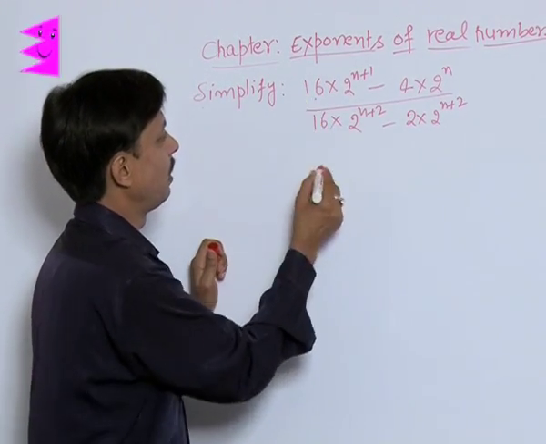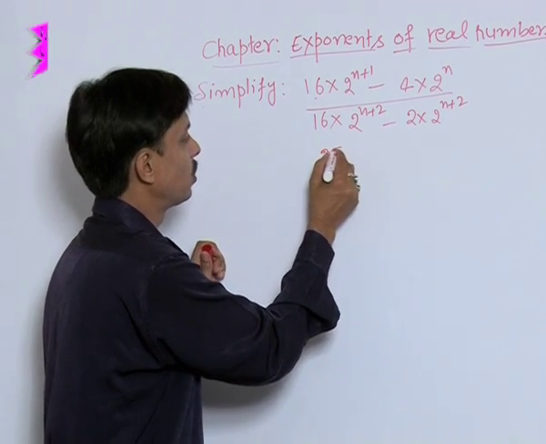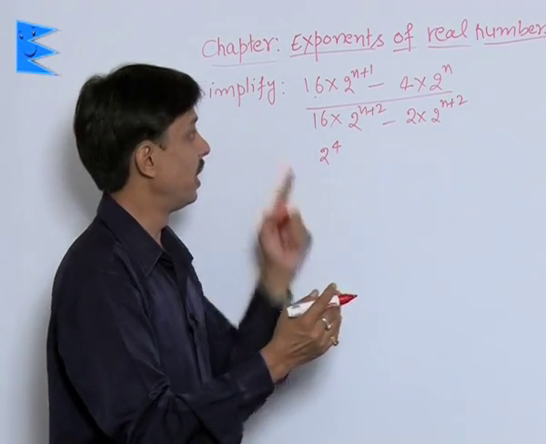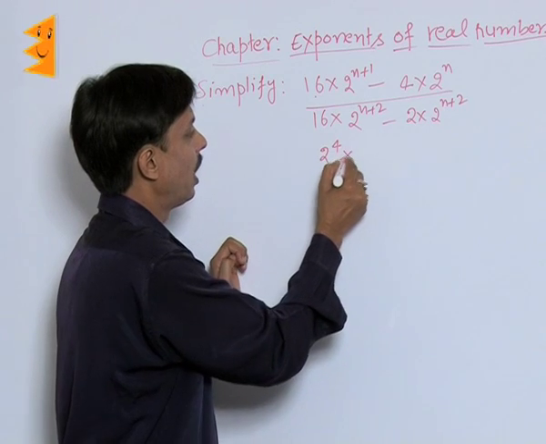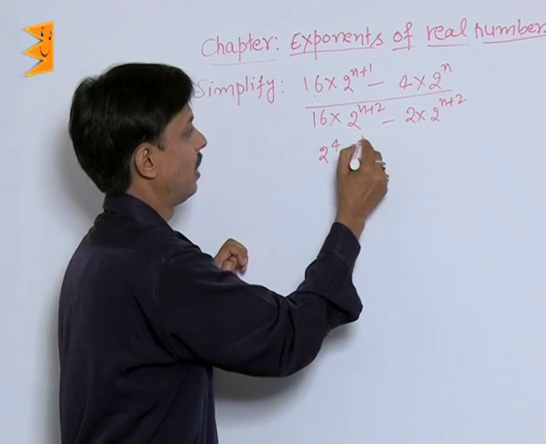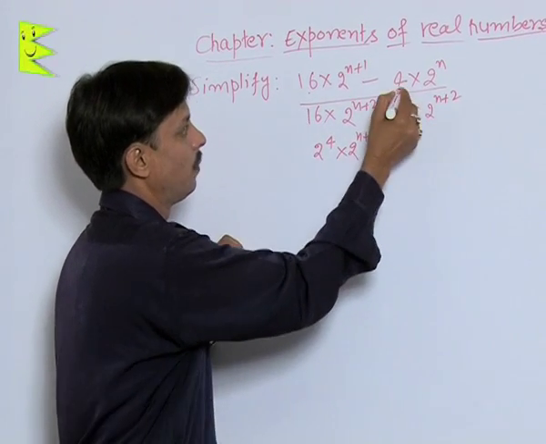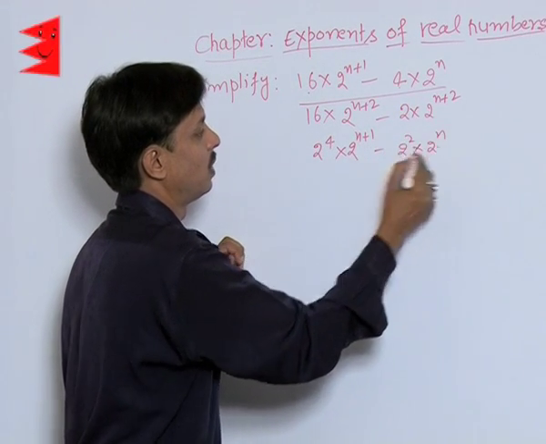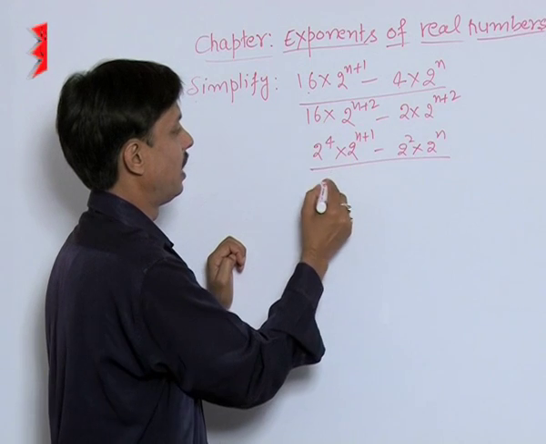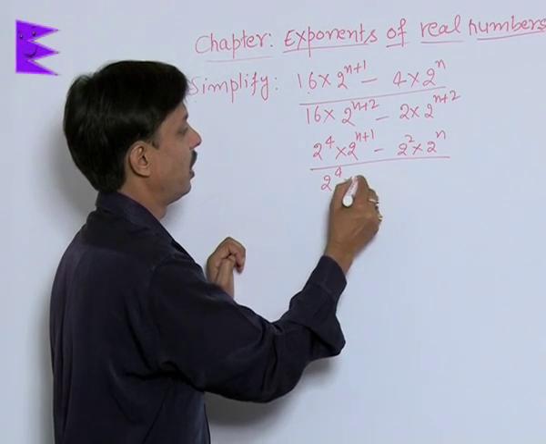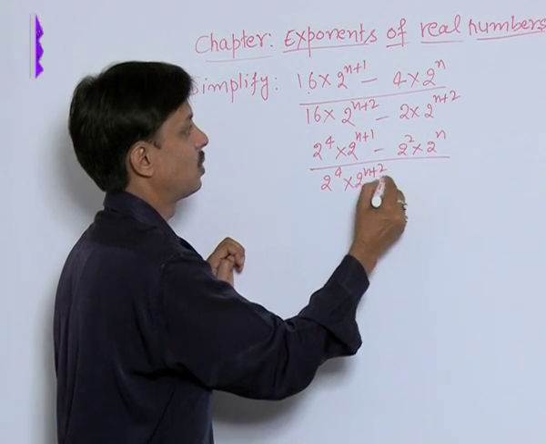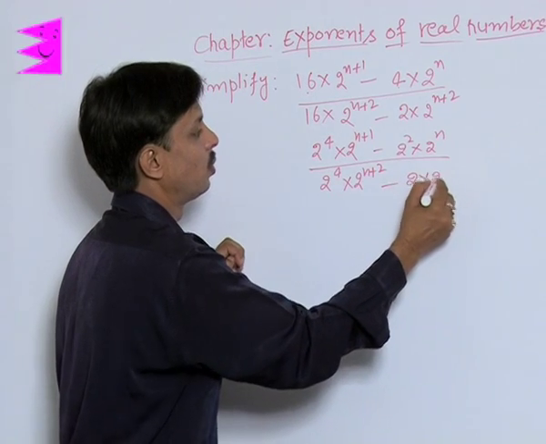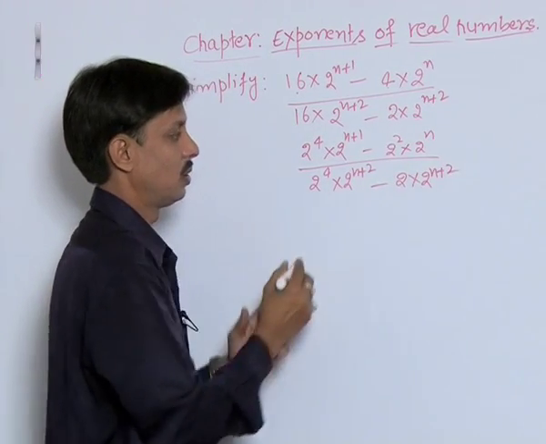This 16 can be written as 2 raised to the power 4. It is 2 raised to the power 4 into 2 raised to the power n plus 1. 4 can be written as 2 raised to the power 2 into 2 raised to the power n, divided by 2 raised to the power 4 into 2 raised to the power n plus 2, minus 2 into 2 raised to the power n plus 2.